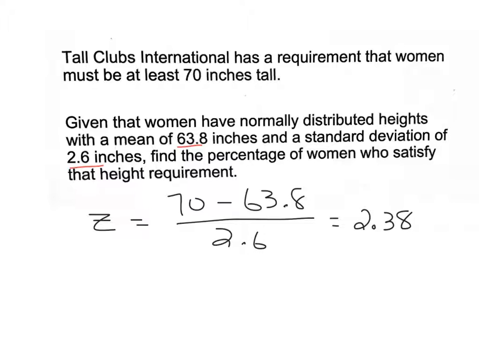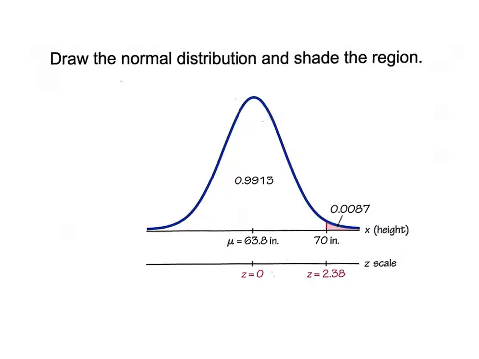So what I did, I went ahead first of all and just found the z-score. You're going to need to do that pretty much every time. So I found the z-score. To be in this club, you have to be over 2 standard deviations away from the mean, which automatically puts you as unusual. So draw the normal distribution and shade the regions, which I did.